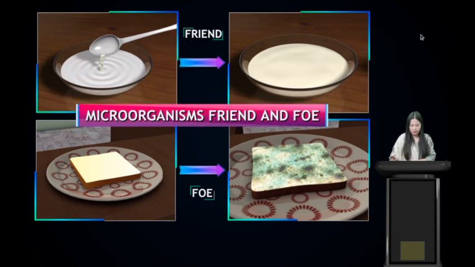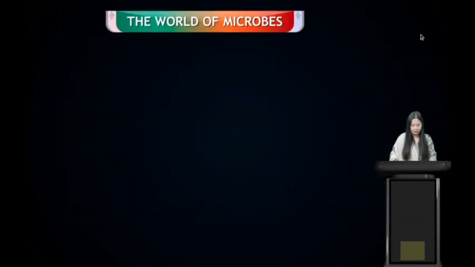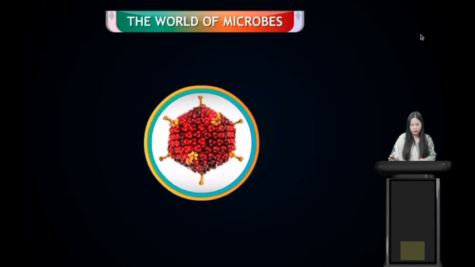So we will revise this chapter today, that is microorganisms, friend and foe. We have seen what microorganisms are. We have also seen why microorganisms can be friend to us but can also be foe to us, because they are both harmful and useful to us. So we will see the world of microbes.